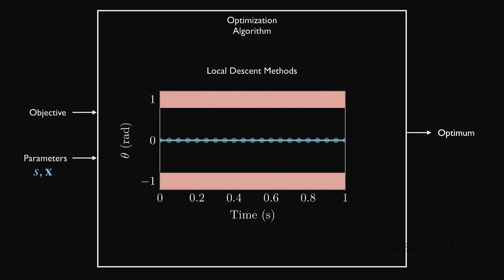Okay, so let's look at what local descent methods look like. Here's an example of gradient descent. We're looking at the pendulum again, where each of these dots represents a disturbance. Remember we need some sort of initial guess here. So we've just said that we start at an initial state of 0, and all of our disturbances are also 0, so the pendulum stays completely vertical the whole time.